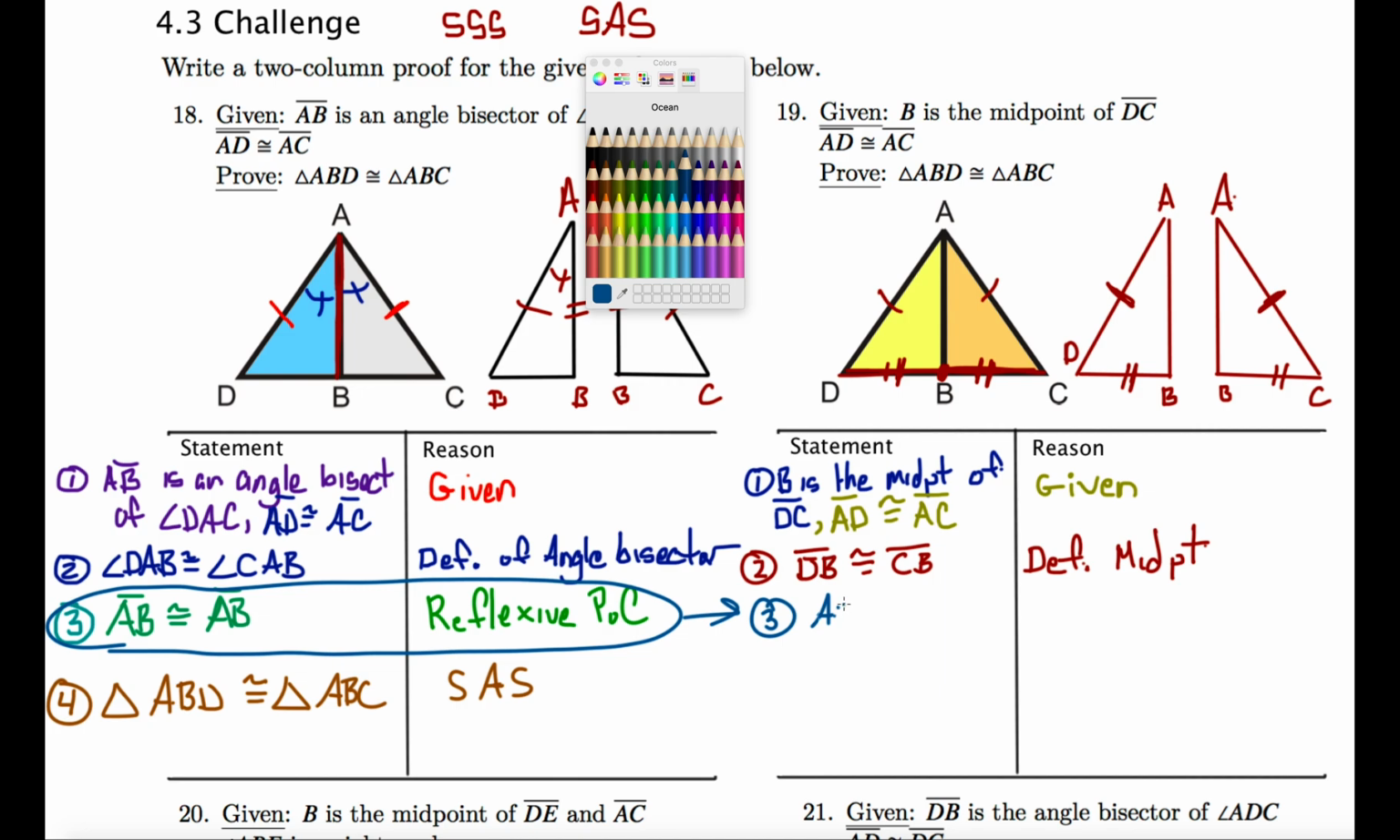AB is congruent to itself. Okay, so that's reflexive property. Reflexive property of congruence. So that's triples. Okay, so now we have enough. We have 3 sides, right?